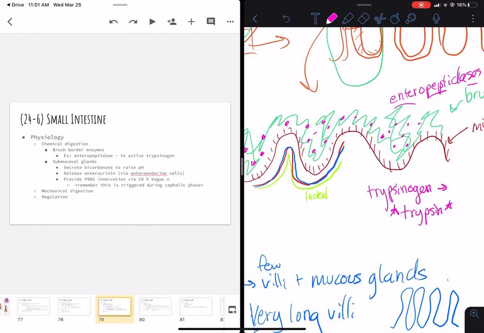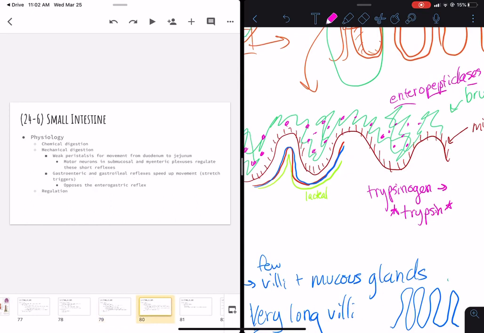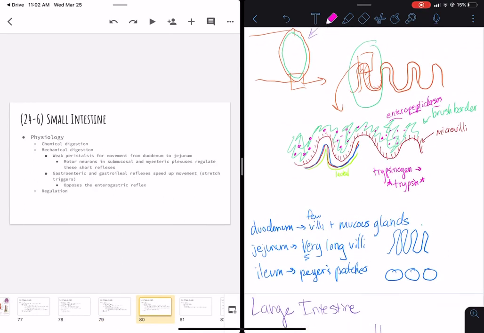We'll release enterocrinin from the enteroendocrine cells. This is just helping promote all of the hormones do what they need to do. We also have parasympathetic innervation here. This is going to be initiated by the cephalic phase, where we're releasing mucus. All right, mechanical digestion. Again, we're just doing peristalsis in this area, not really a lot of segmentation. We're primarily trying to get stuff out of the duodenum into the jejunum, keep it in the jejunum for a bit, and then send it on its way.